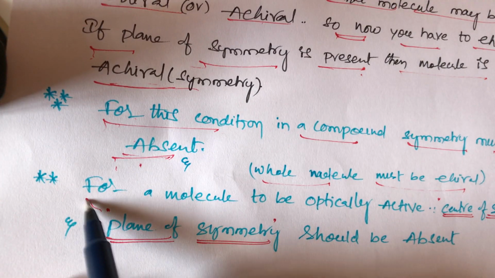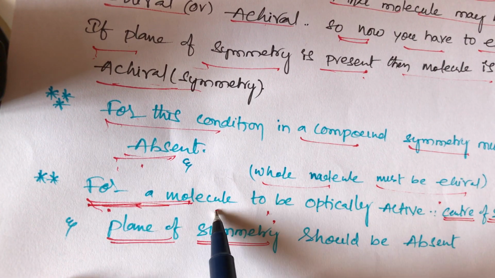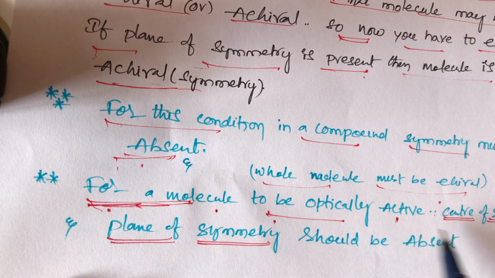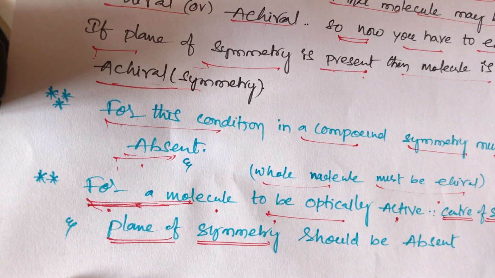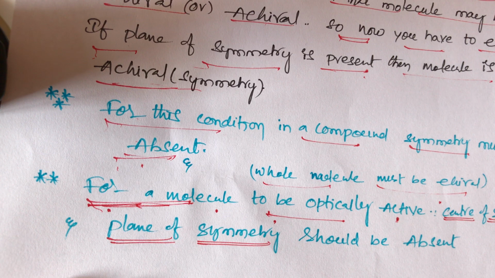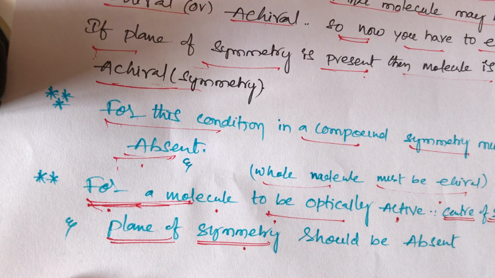For a molecule to be optically active, it is a very important point that the center of symmetry and plane of symmetry should be absent. That is very important, students. So if a compound contains a center of symmetry or plane of symmetry, that compound is optically inactive.